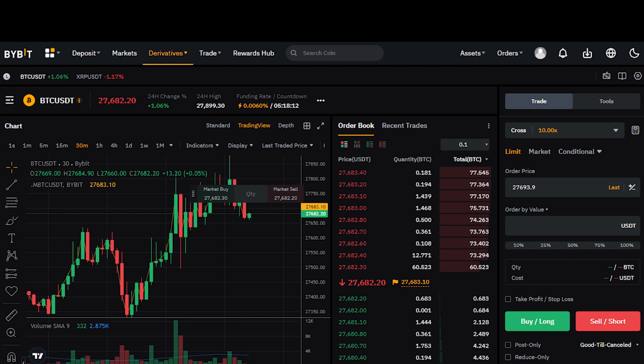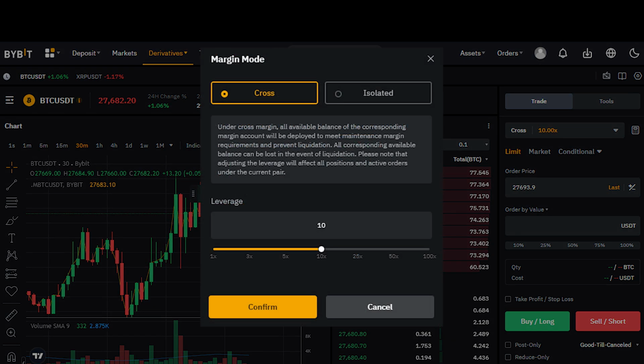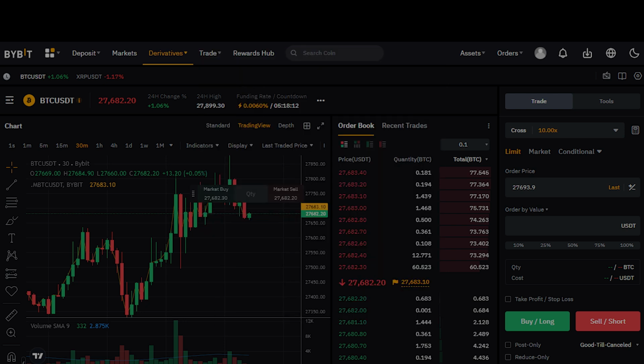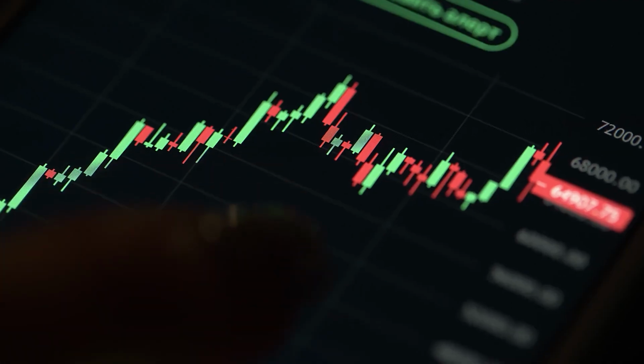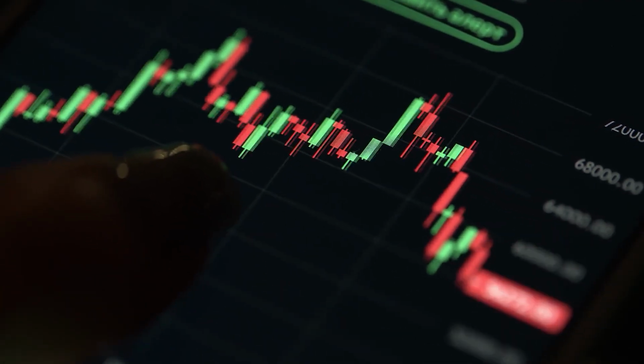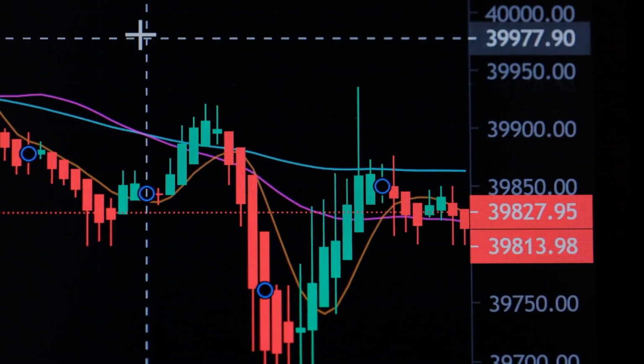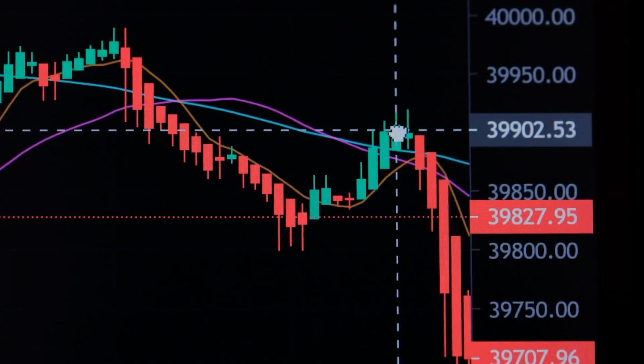Next, you need to decide whether to use cross or isolated margin and set your leverage. Click on Cross at the top right to open the options. Cross means using all of your available USDT as collateral, which has the advantage of a more distant liquidation price. But the risk is that if you are liquidated, you lose all of your capital.